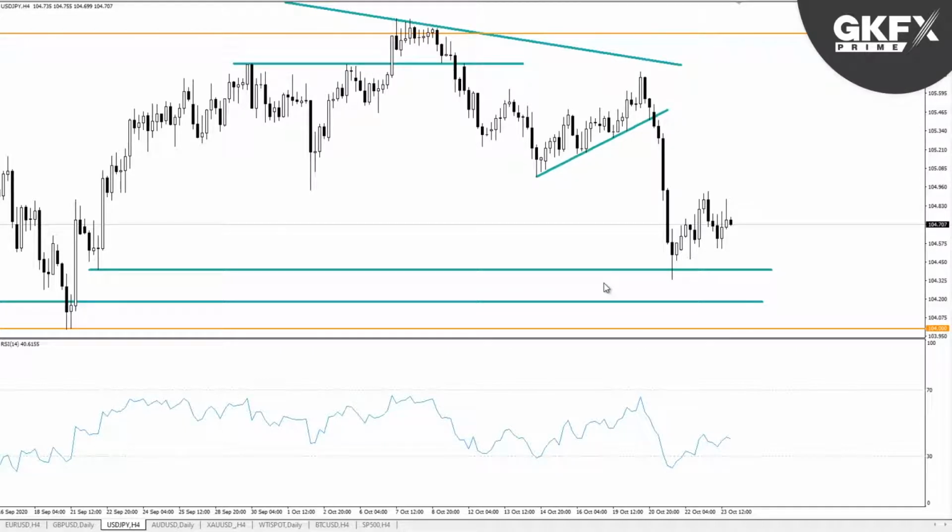Around no particularly significant round numbers. I think it was probably a decent extension below 104.50 is where we eventually found our support. You can see around 104.70 at the moment. Now we're down towards the lows.